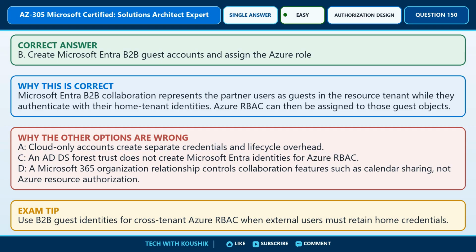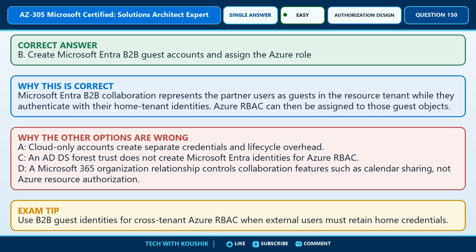In this case, select option B, create Microsoft Entra B2B guest accounts and assign the Azure role. This is correct because Microsoft Entra B2B collaboration represents the partner users as guests in the resource tenant while they authenticate with their home tenant identities. Azure RBAC can then be assigned to those guest objects.